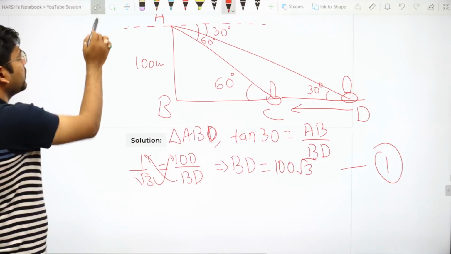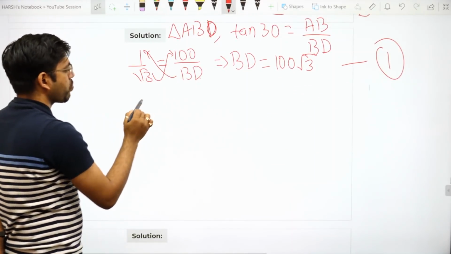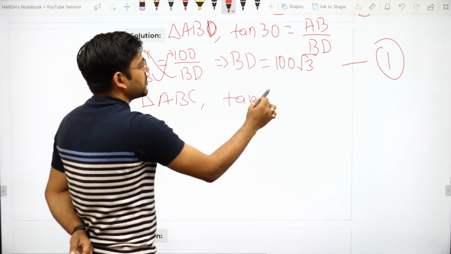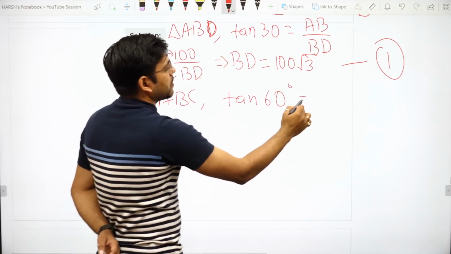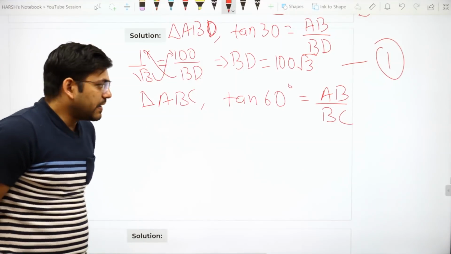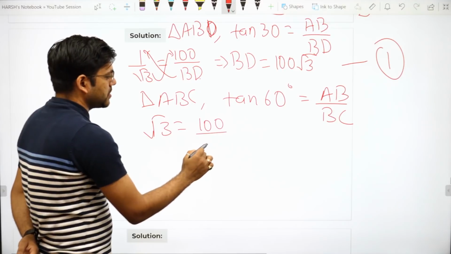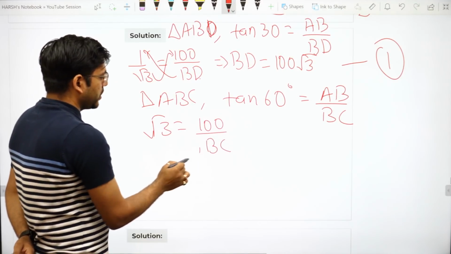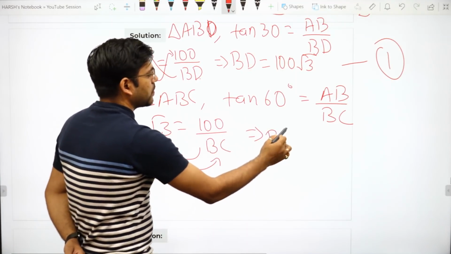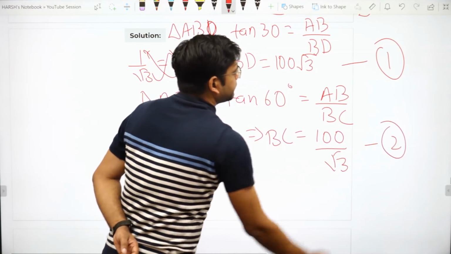Now applying the same thing in triangle ABC. In triangle ABC I'll write tan 60 degree, because the angle was 60, is equal to perpendicular AB and base BC. Now tan 60 we know the value, that is root 3, is equal to AB, we know the value, 100, upon BC. Doing the cross multiplication, sending this to this side, BC will be equal to 100 upon root 3, isn't it? And this will be the second equation.